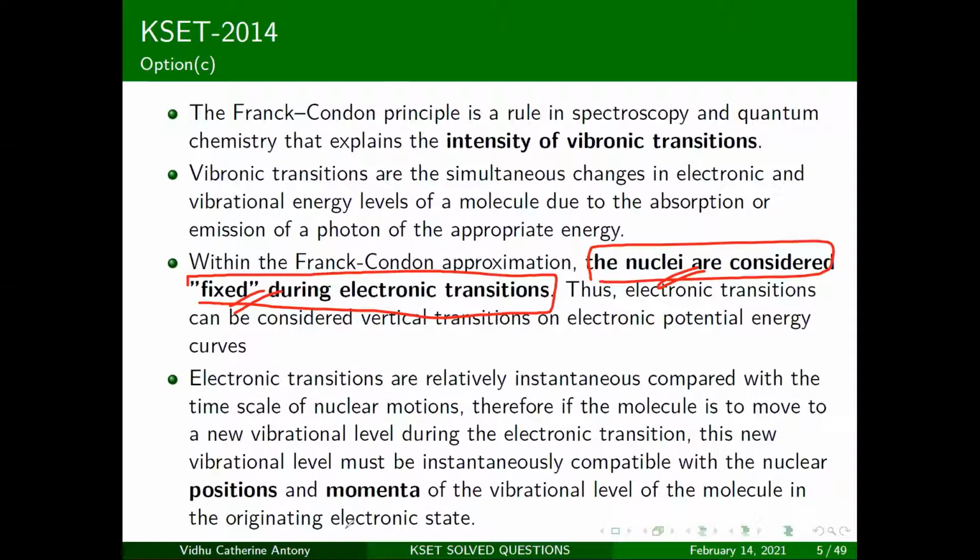So what this is telling us is that you have the initial electronic state and your final electronic state after the transition. When you move from one to the other, the nucleus, let's just draw a nucleus, will not move. It will not move in position. Its position will not change. Its momenta will not change. So that's the basic idea behind the Franck-Condon principle. So let's just go back and review the question.